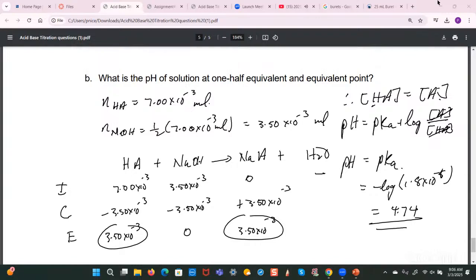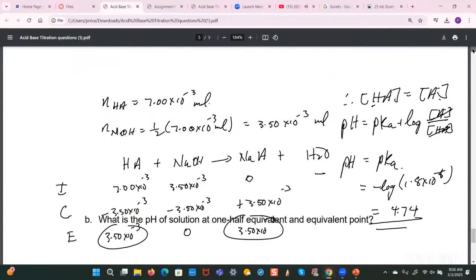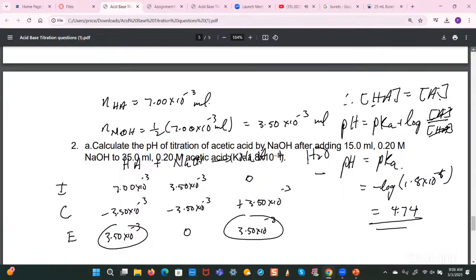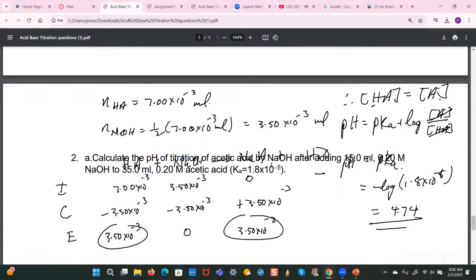Now somebody's asking where the 1.8 times 10 to the minus 5 comes from. That was provided earlier in the question. And in any case, if you get a question where the Ka is not provided, there's a table that I've showed you guys, which you'll have access to during your test. That would contain the dissociation constants of all the weak acids that you might encounter, all right?